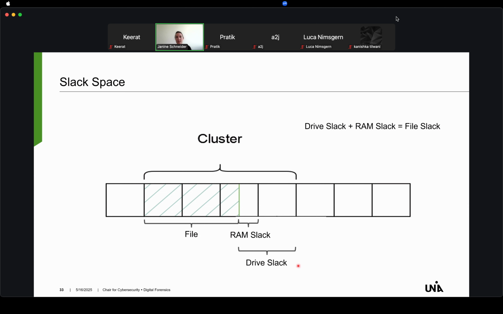I think the RAM slack plus drive slack is called file slack, but I can check that again after the lecture.